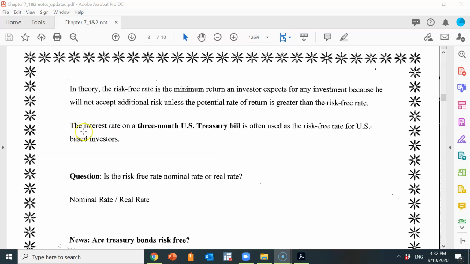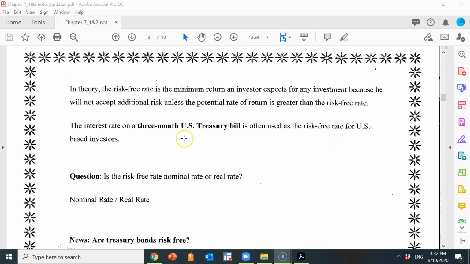We usually consider the interest rate on a 3-month US Treasury bill as the risk-free rate. We look at the 3-month US Treasury bill, and we think it almost has no risk. It almost has zero risk. So we say the rate of return for a 3-month Treasury bill is the risk-free rate.